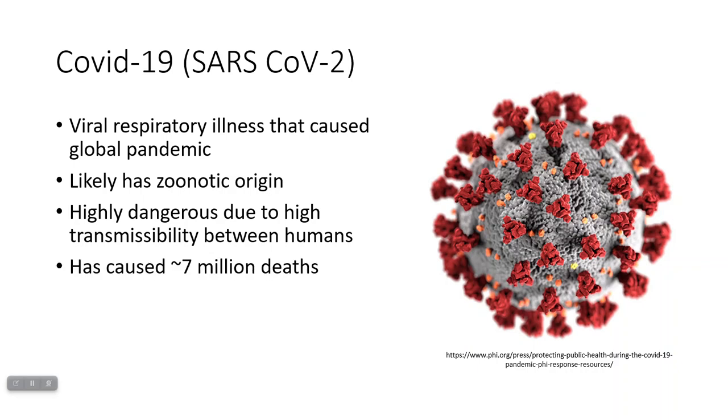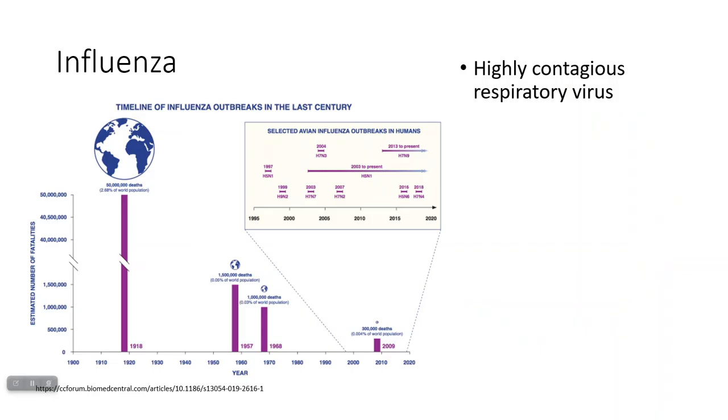The latest estimates that I have seen are that it has caused almost 7 million deaths in the world, but it is still not the deadliest of the pandemics, which actually belongs to this guy, influenza. So, influenza is a highly contagious respiratory virus as well. It's a different type of virus from the coronaviruses that the last three diseases that I talked about were.